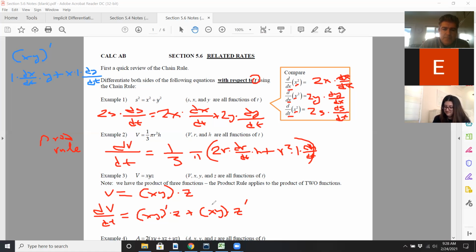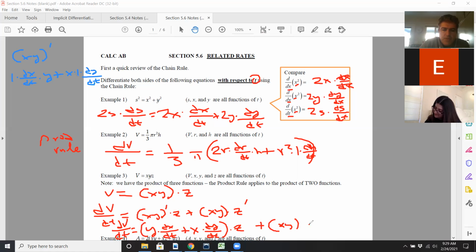And of course, we still have this other part, this xy in parentheses times z prime. But now when I work it out, I get dV over dt equaling, in parentheses, y times dx/dt plus x times dy/dt, and of course times z, plus xy, and the derivative of z is just 1, but times dz/dt.